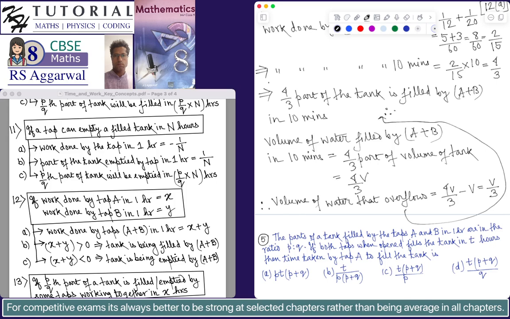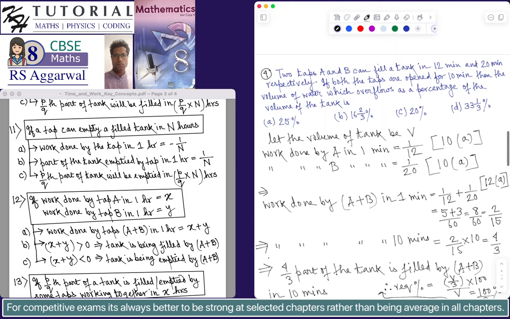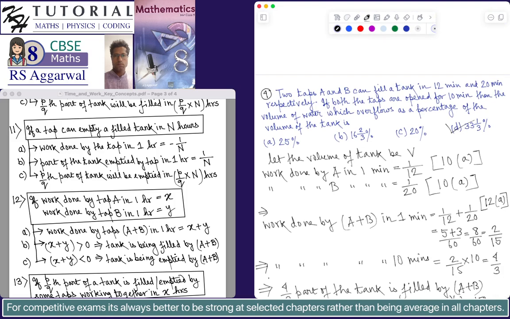Therefore, the required percentage. The question is asking what percentage of the volume of the tank is the volume of water that overflows. So what percentage is V by 3 of V. That will be V by 3 divided by V multiplied by 100. This is basically 100 by 3 percent, which is equal to 33 and 1 by 3 percent. So 33 and 1/3 percent is the answer. So the correct choice is D. D is the correct choice.